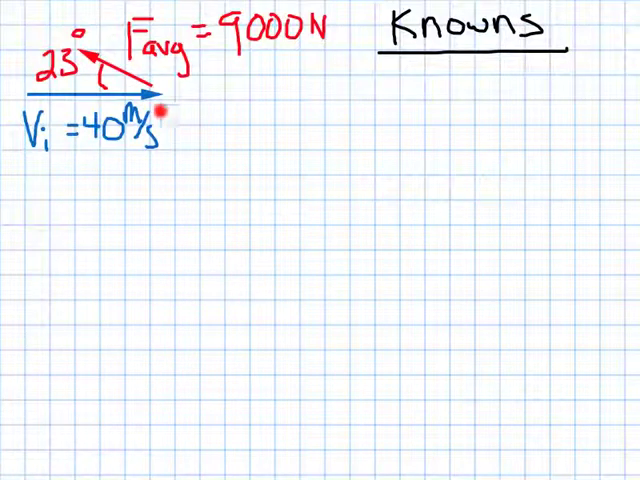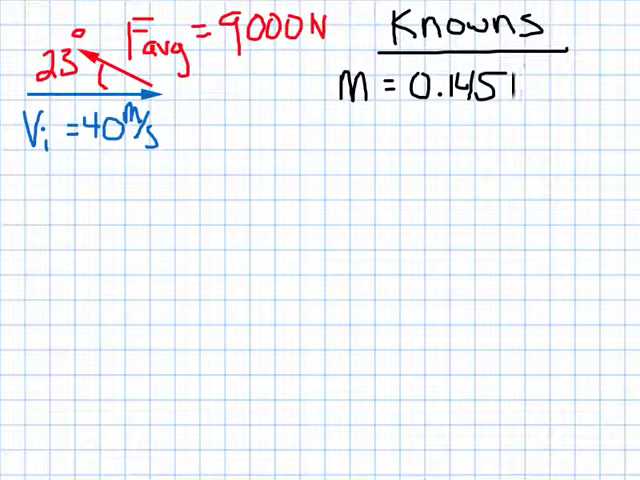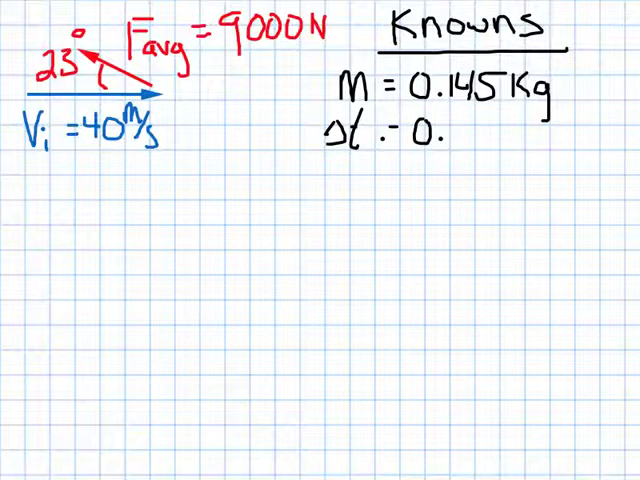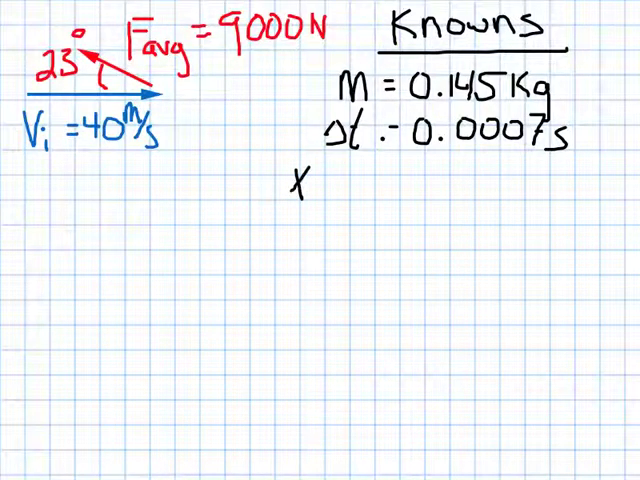So I've duplicated my sketch of my setup, and now I'm going to fill in some of my other knowns. I know the mass of the baseball is 145 grams. That's 0.145 kilograms. It's important to convert the mass to kilograms if we're working with newtons, which has kilograms in it. I also know delta T, the amount of time, that's 0.7 milliseconds. Milliseconds is not the SI unit, so I'm going to convert that to 0.0007 seconds.